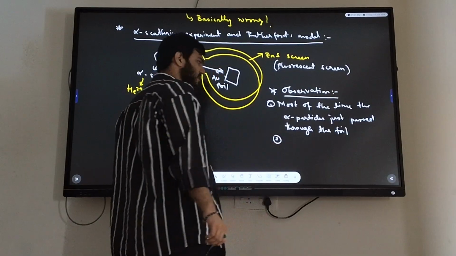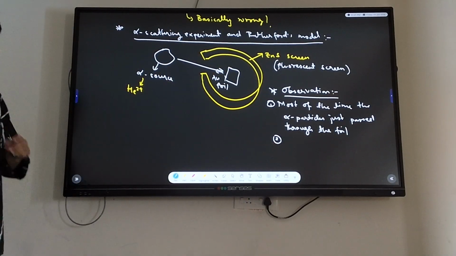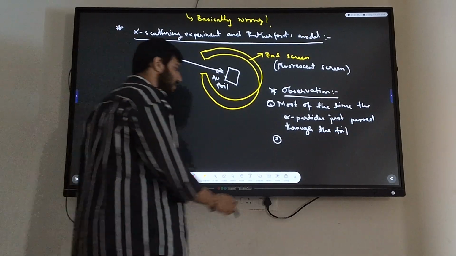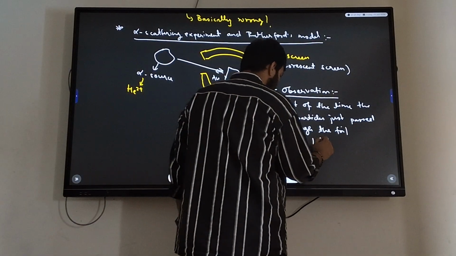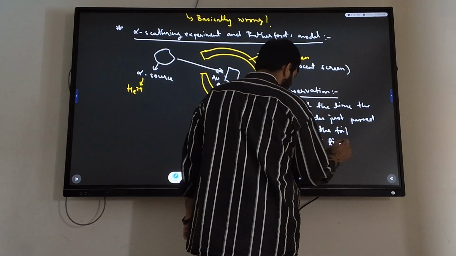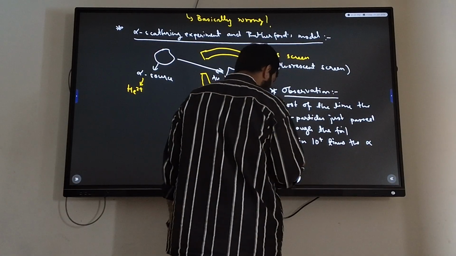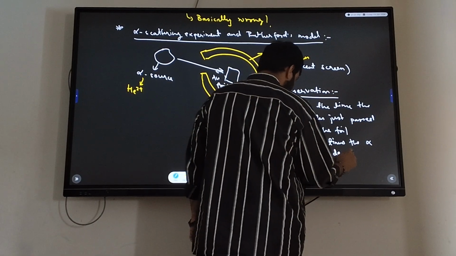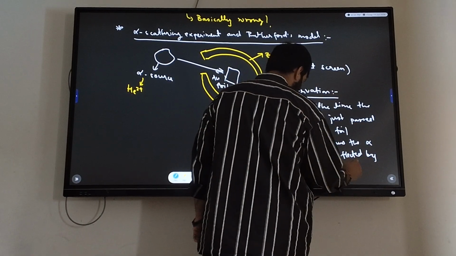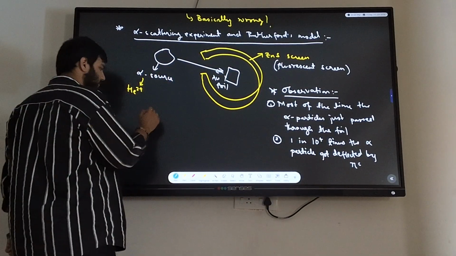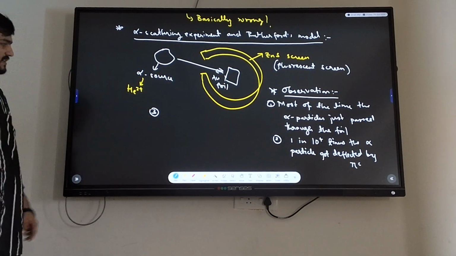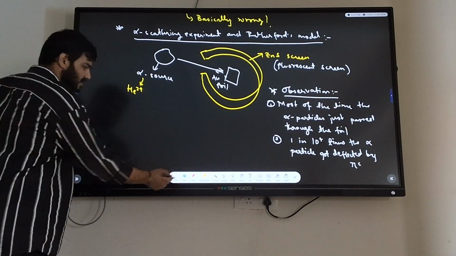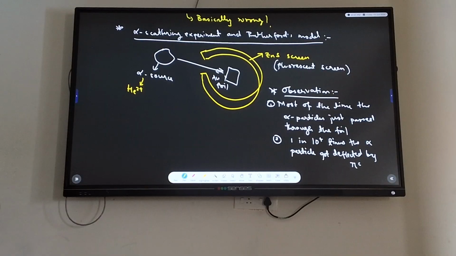What was the second thing? The second thing was that 1 in 10,000 times the alpha particle got deflected by pi radians. Any other observation? I will use that as a conclusion later. So these are the basic observations that we have.